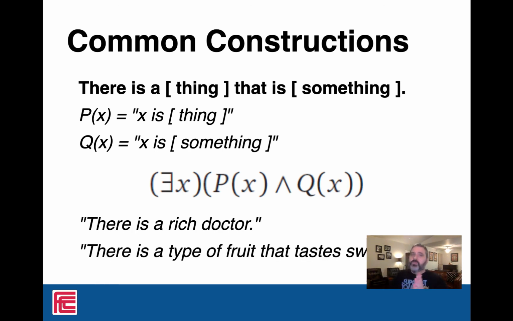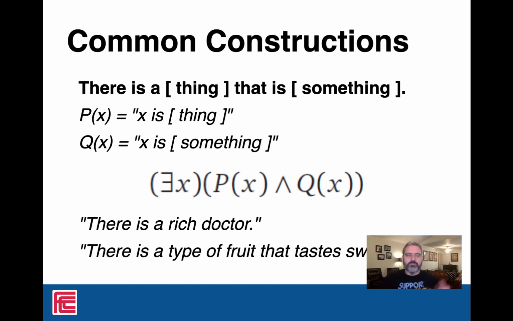But then the other one is, there is a thing that is something. So there's a whatever that is something. There is a rich doctor. There is a type of fruit that tastes sweet. That would just be exists x, P(x) and Q(x). So there exists x, something that has both properties. There is an instructor that is nice, right? That is a true statement, probably. There has to exist a person who has the property of both being an instructor and also being nice. All instructors are nice.